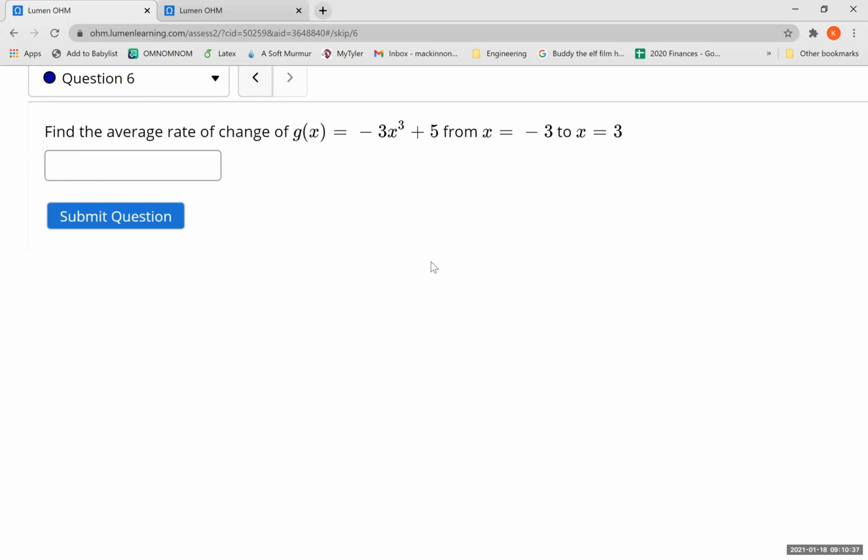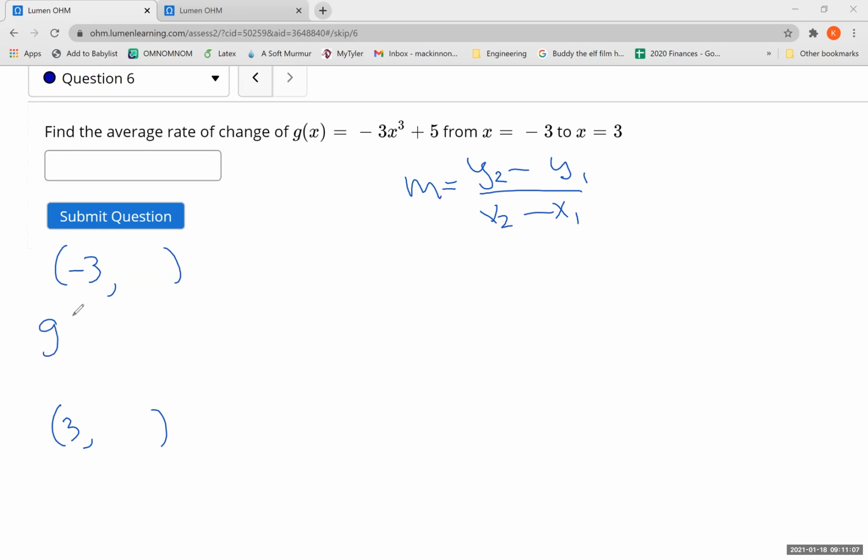Now, this one's a little different. It requires a little bit more algebra, because if you notice, I don't actually give you the y values here. So what I've got are these 2 coordinate pairs. I've got -3, I don't know the y value. And 3, and I don't know the y value. I need the y value so that I can do my slope formula. Okay. So now I need to find what those are.